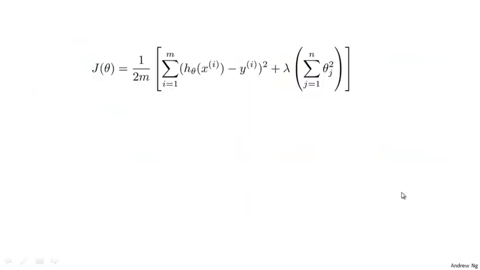Here's the cost function that we're using when we're using regularization with linear regression, where the second term here is the regularization term. And what we'd like to do is come up with an algorithm to find the value of theta that minimizes J of theta. The first algorithm we're going to work out will be based on gradient descent.